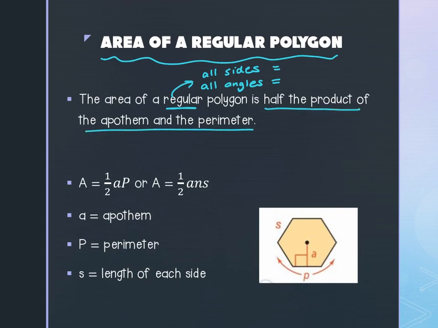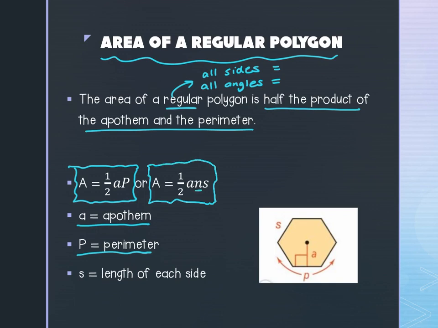So there's two formulas you can use. 1/2 A times P, where A is the apothem and P is the perimeter. Or, if you didn't find the perimeter already, you can do 1/2 N times S. N is the number of sides, we already said that, right? And then S is the length of each side. So N times S is the same thing as perimeter, which is why you can use either one of these formulas.